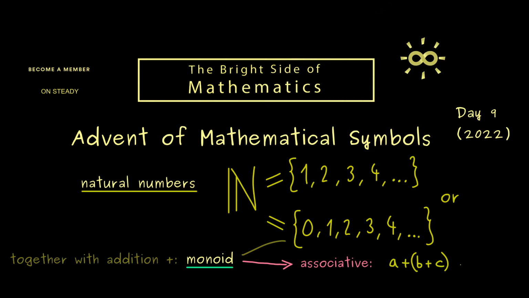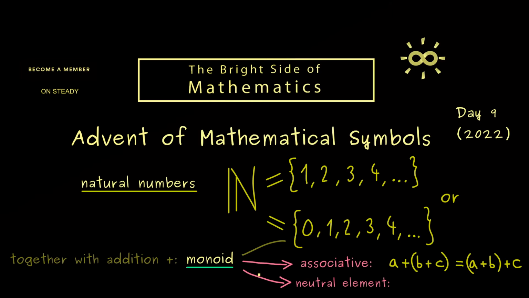So we have a, b, and c as natural numbers, and then we get the equality for these two expressions where we just add the three numbers. So it means we can set parentheses as we want without changing the result. And now exactly this property is called associativity. Okay, and this is the first part we have for a so-called monoid.